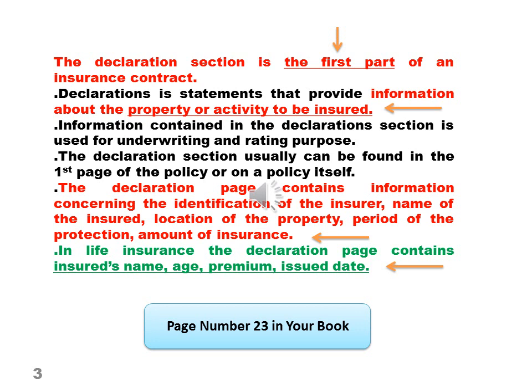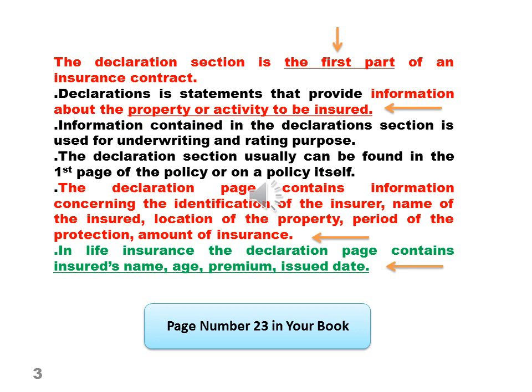Let us begin with the declaration part, which is the first part of any insurance contract. As we see on this slide, the declaration section is the first part of any insurance contract. Any insurance contract must contain the declaration part on the first page. We will see why.